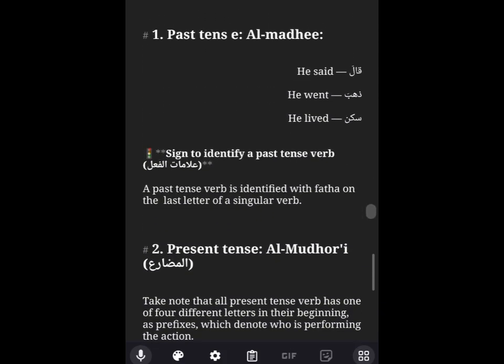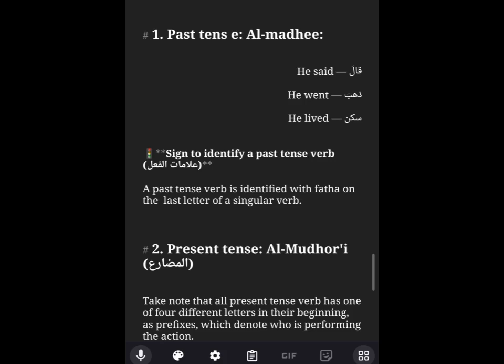Here, past tense verb, I'm going to give you an example. As you can see right here, we have قال. قال is said, and this is a common verb to everyone. قال رسول الله صلى الله عليه وسلم. قال, this is a verb. Another example, ذهب, he went. سكن, he lived in a particular place.